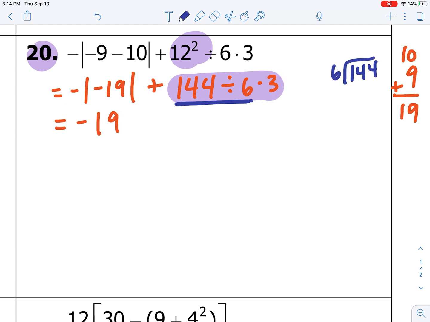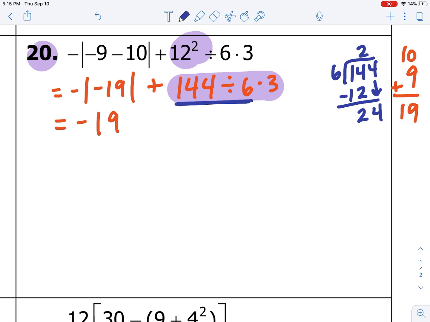Will 6 go into 1? No, 6 will not go into 1. Will 6 go into 14? Yes, 6 will go into 14. How many times will 6 go into 14? 6 will go into 14 2 times. 2 times 6 is 12. Then we need to subtract. 14 minus 12 is 2. Bring down the 4 and start over.